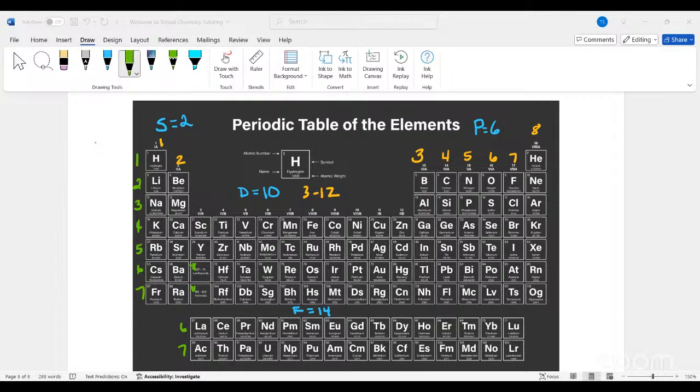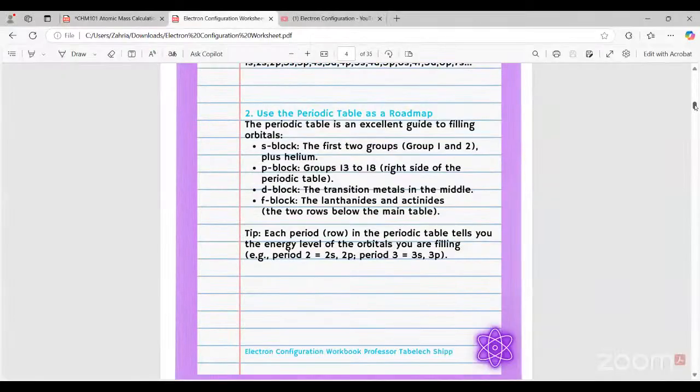Now, for this part right here, as I mentioned before, the S block, S as in Sam, are the first 2 groups, okay? The first 2 groups plus helium. Group 1 and group 2. When you look at the P block, that's groups 13 to 18. That's the right side of the periodic table, and there are 6 columns of that. The D block, that's your transition metals. They're right there in the middle.